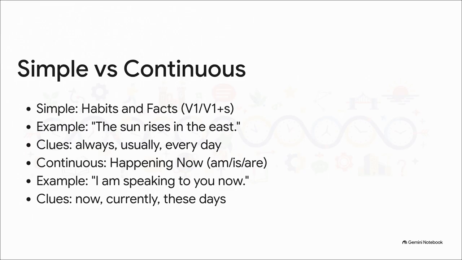On the flip side, the present continuous is for things happening right this very second, or for temporary situations, like I am speaking to you now. For this one, we use am, is, or are, plus the ing form of the verb.